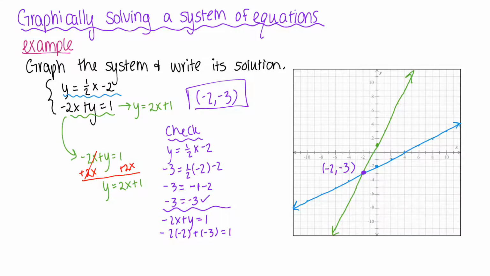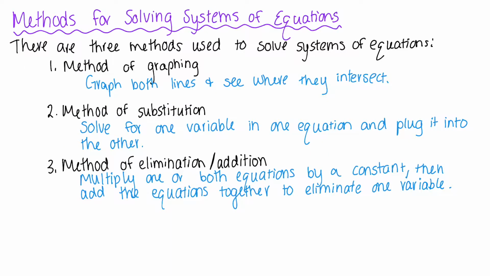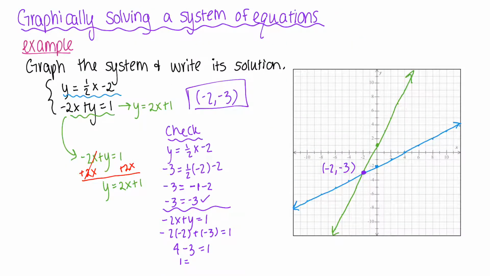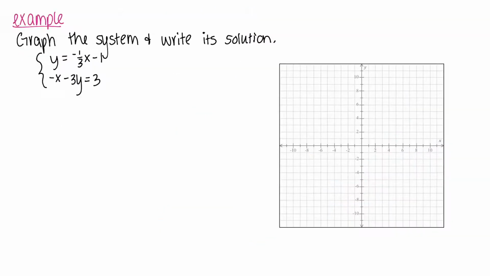So -2 times -2 is +4, minus 3 equals 1, and we get 1 equals, oops, accidentally hit the next page button twice. Let me just move it over here. 1 equals 1. And so it works in both equations, and we can feel good about that answer. So here was a situation where we ended up having just one solution. Let's look at another one.